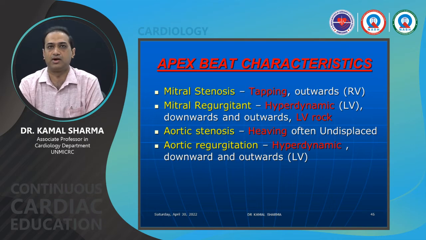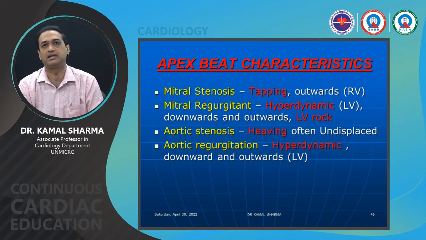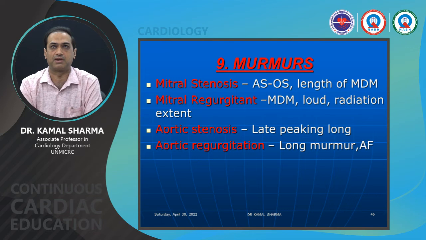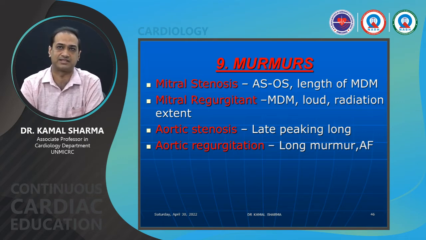In aortic stenosis, you have a heaving apex beat, and in AR, it is hyperdynamic with a downward and outward character. In patients with mitral stenosis, the opening snap and the length of the mid-diastolic murmur are the features that help in differentiating mitral stenosis. Chronic MR would be featured by the presence of an associated mid-diastolic rumble with a loud murmur which is extending with huge radiation.